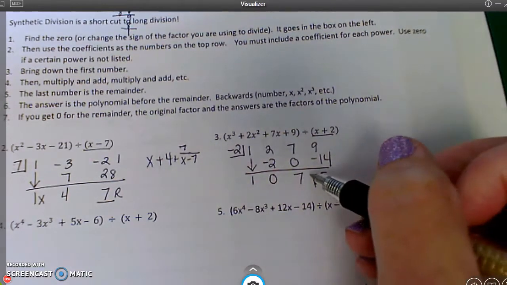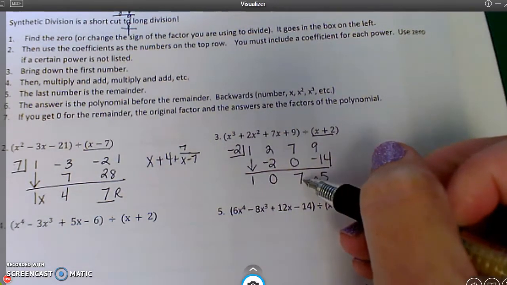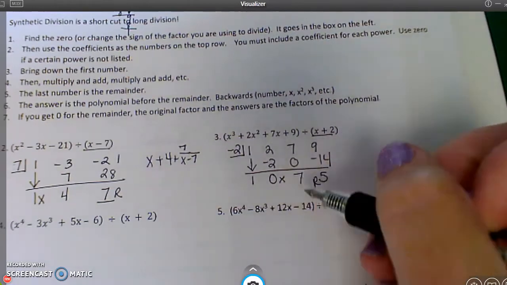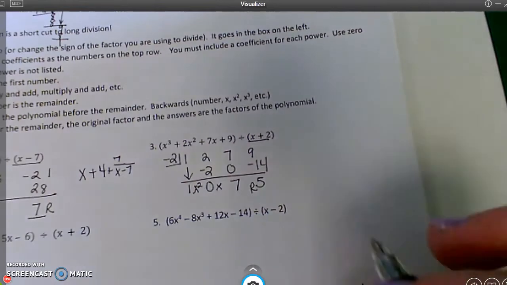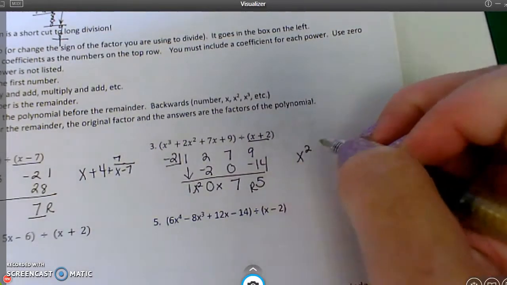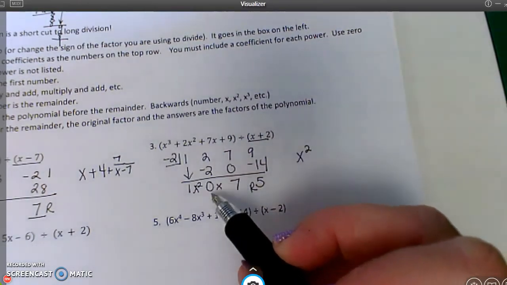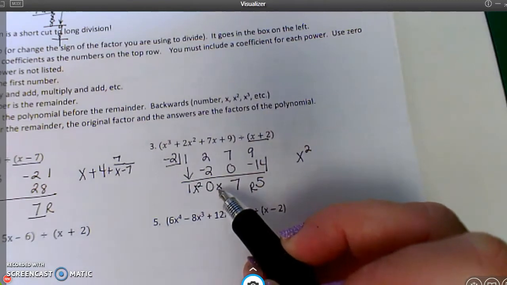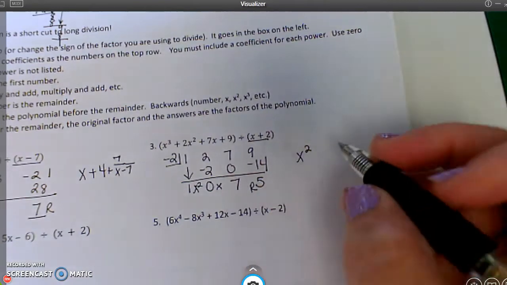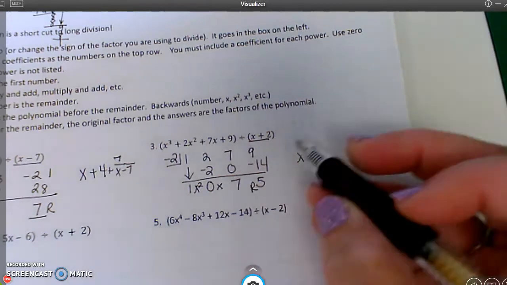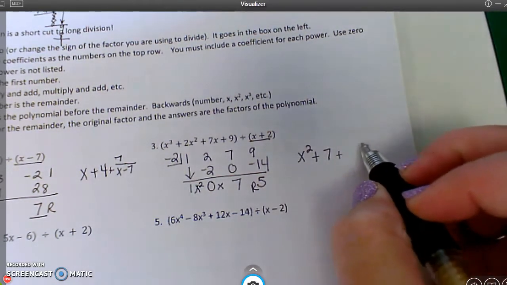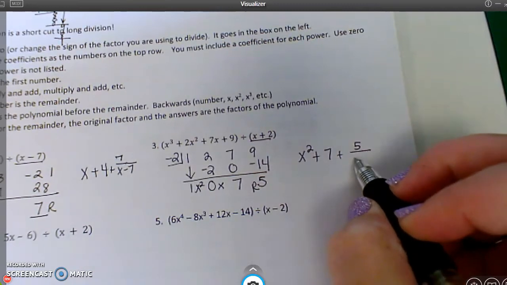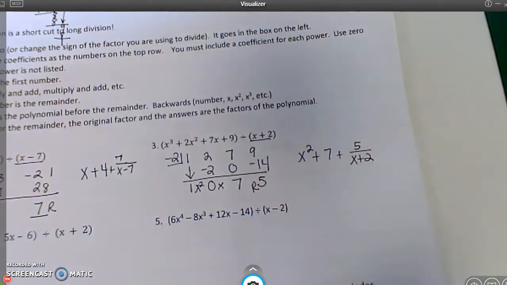Yes. So there'll be a 7, and then an x, and then an x squared. So when you write your answer, you can write the 0x if you want to, or you don't have to write it since it's a 0. So really we have x squared plus 7, remainder of 5, which is 5 over x plus 2.